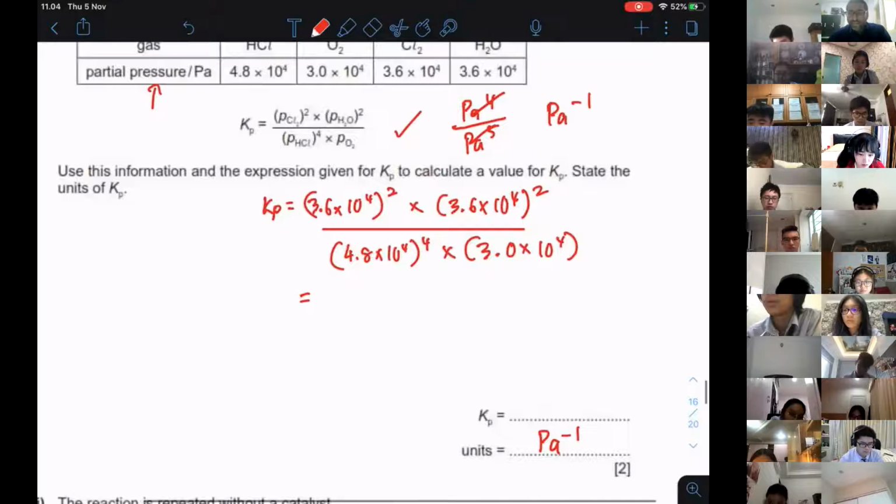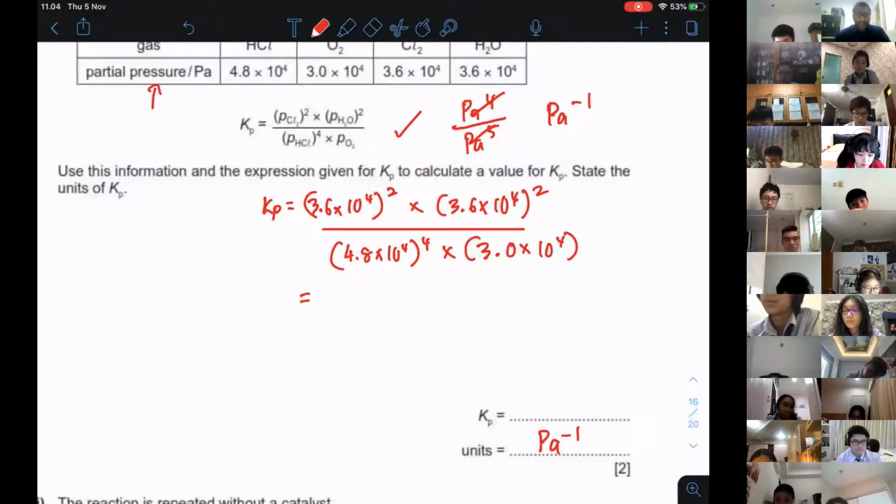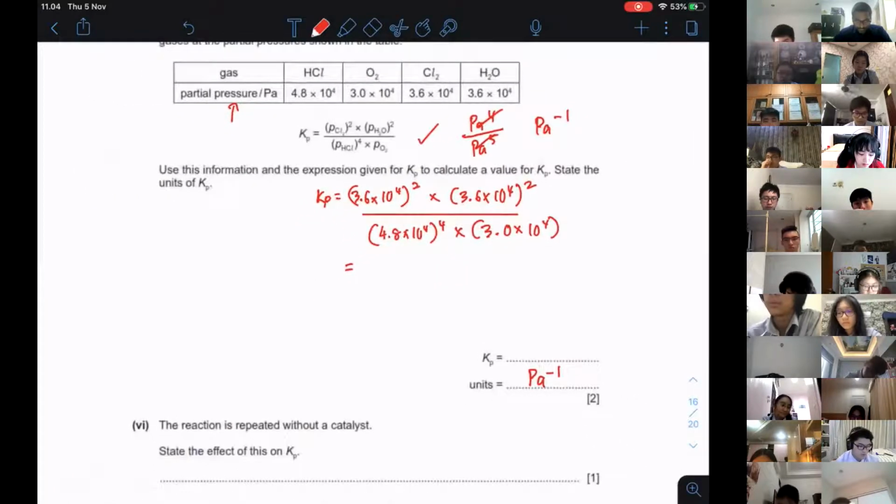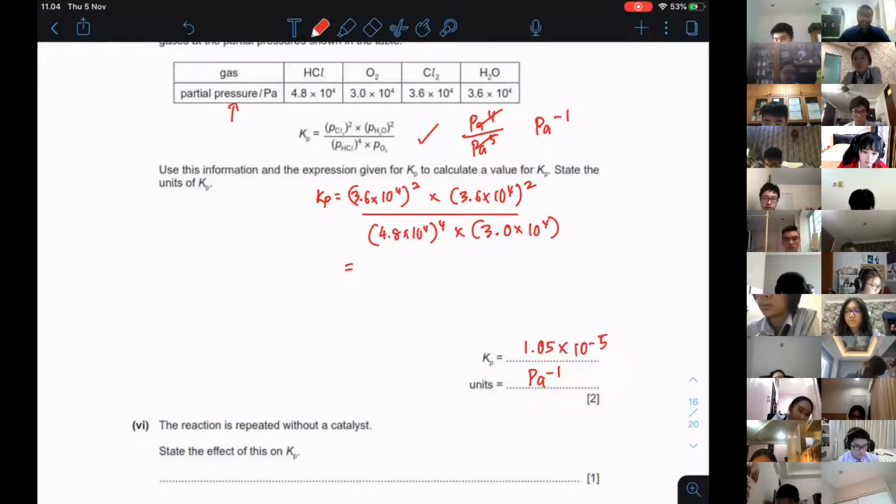So what is Kp? Someone help me to calculate. 1.05 times 10 to the power of -5. Okay, just check, yeah. So 1.05 times 10 to the power of -5. Okay, I just follow your answer only.